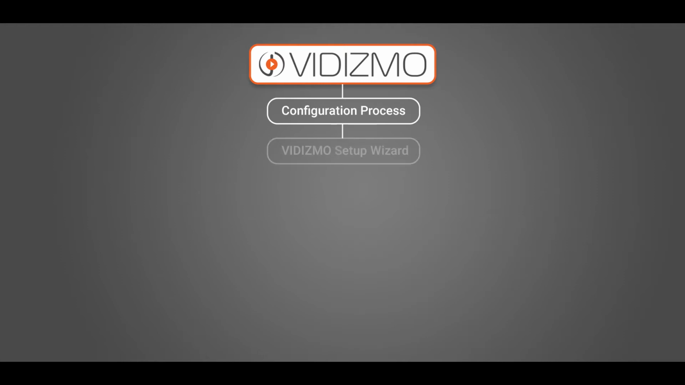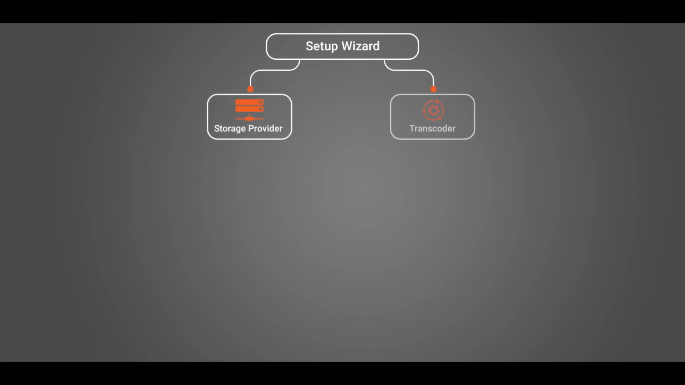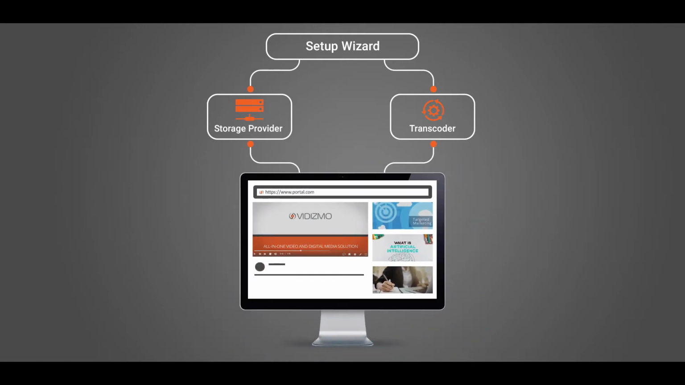VIDIZMO provides an ease to its customers by automating the configuration process via VIDIZMO Setup Wizard if you are configuring VIDIZMO Storage as your storage provider coupled with transcoding services using VIDIZMO On-Premise Encoder. Setup Wizard allows you to initially set up your portal's storage provider and transcoder for a seamless user experience throughout the application usage. It takes you through a series of easily configurable steps to help set up the system.